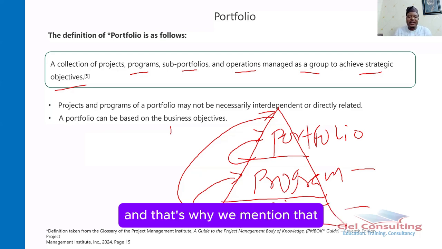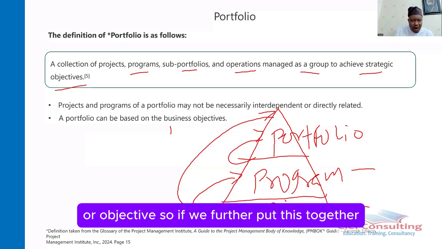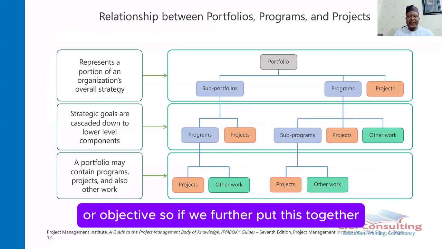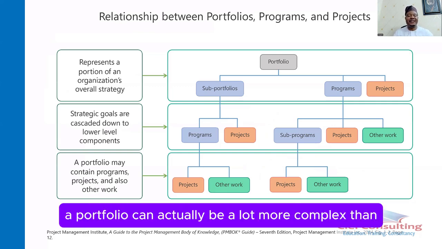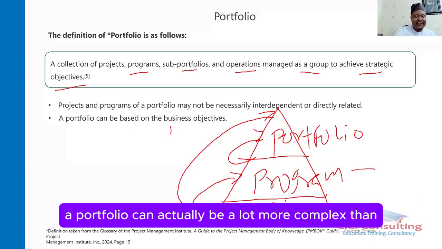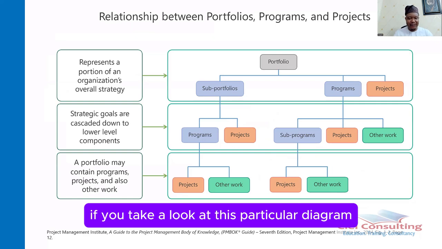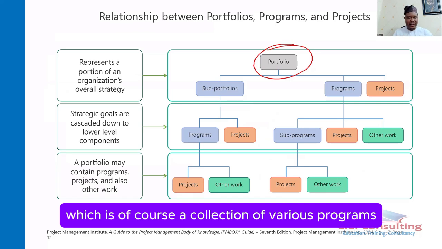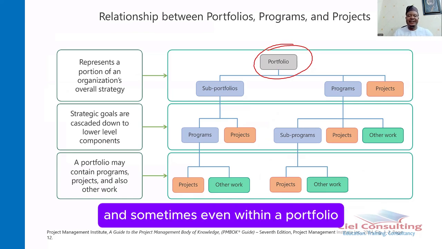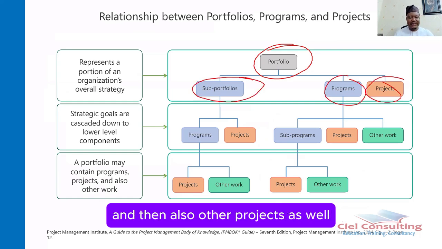And that's why we mentioned that a portfolio helps you to achieve a strategic business goal or objective. So if we further put this together, we can have a situation where a portfolio can be a lot more complex than what you have here. For example, in this particular diagram, the top represents the portfolio, which is a collection of various programs. And sometimes even within a portfolio, you can have a sub-portfolio, programs, and also other projects as well.